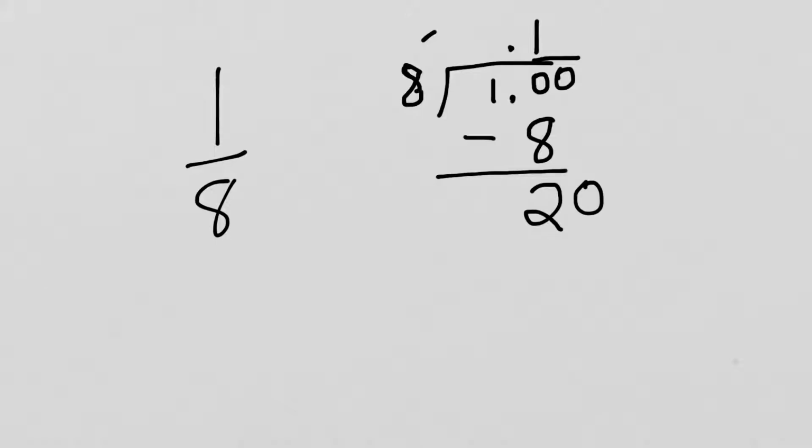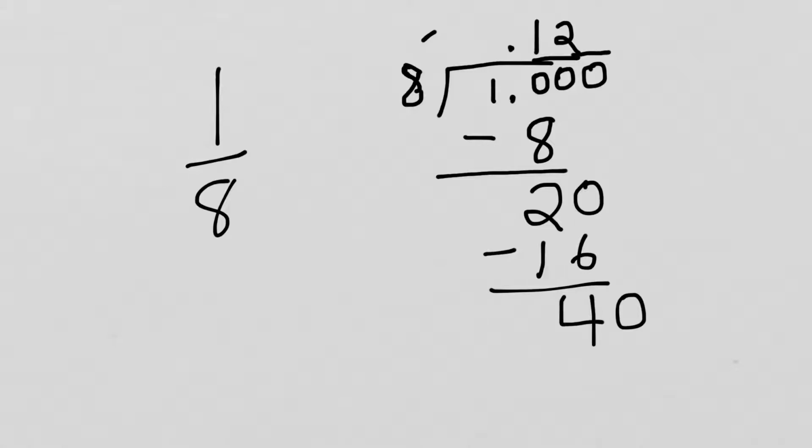Now I've got 20. How many times does 8 go into 20? Well, 8 goes into 20 2 times. 2 times 8 is 16. 20 minus 16 is 4. So I still am not quite done yet. Add one more 0. Bring that 0 down, and now I've got 40.